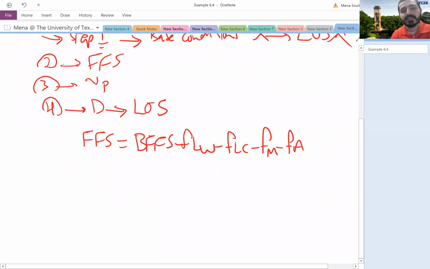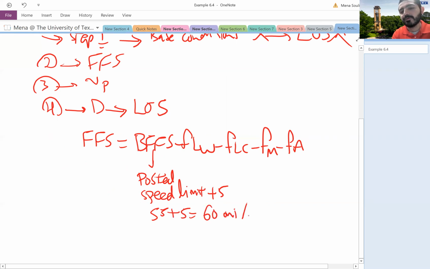BFFS, again, is the posted speed limit plus 5. So the posted speed limit here is 55, plus 5, and therefore that is 60 miles per hour.